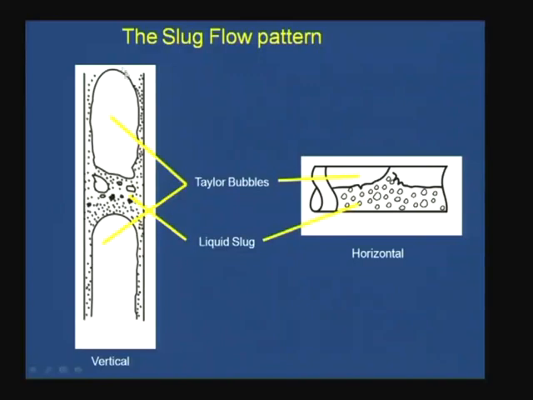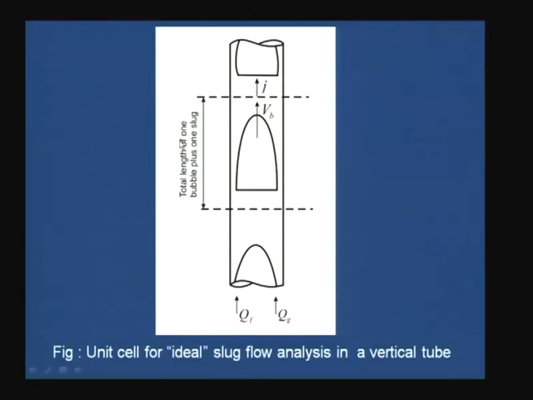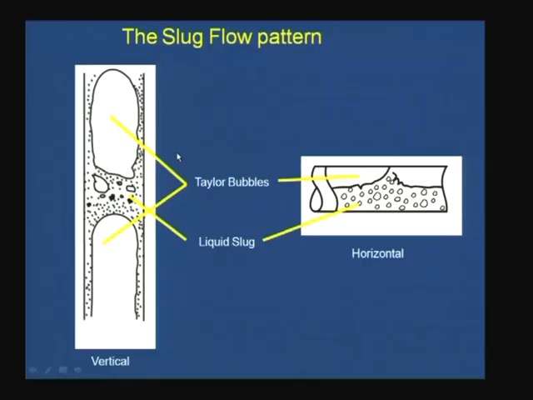Number 1. Number 2, we find that as we reduce the diameter, the tendency of the liquid slug to become aerated also decreases. And more or less for very small pipe dimensions, say millimetric or micrometric channels, we find that slug flow is characterized by periodic appearance of Taylor bubbles and unaerated liquid slugs, as I have shown in this particular figure. This is an ideal slug flow in a vertical tube, and usually when we go for narrow channels we get something of this sort.